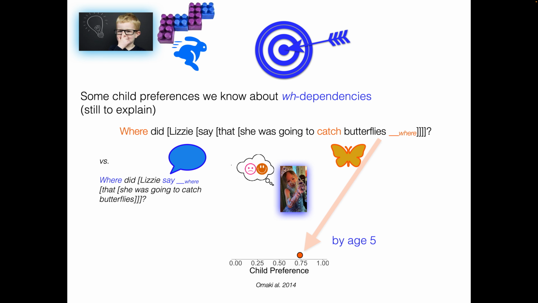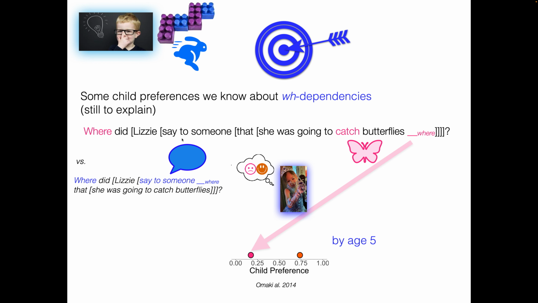But here are some preferences we have yet to explain. It turns out that by age 5, from results in studies by Omaki et al. 2014, if we compare these two, children prefer this one. Where did Lizzie say that she was going to catch butterflies? So we're asking about where the catching butterflies happened. Versus where did Lizzie say that she was going to catch butterflies? Where did the saying happen? Kids prefer to interpret this to mean where the catching is happening.